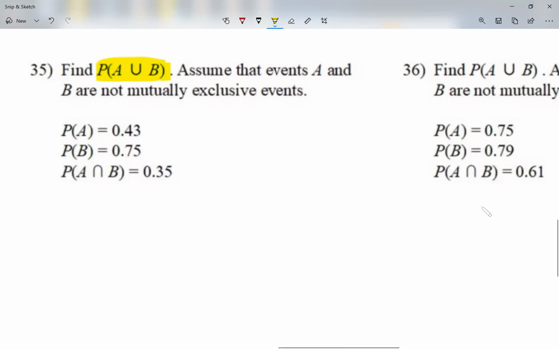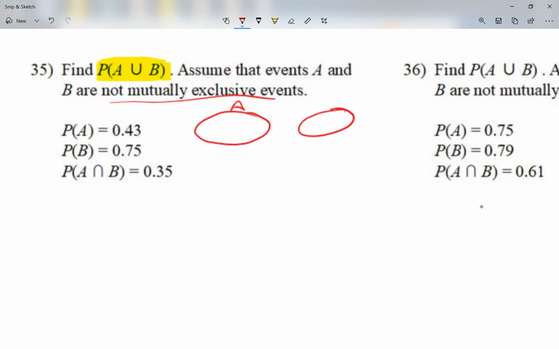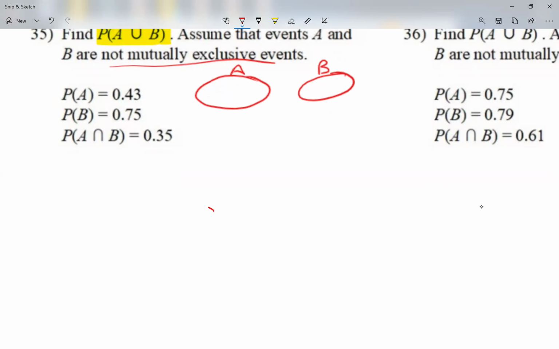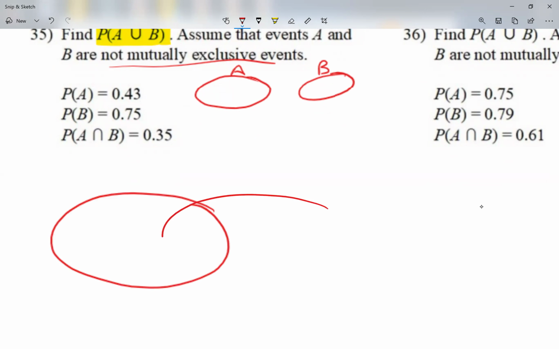Assume that events A and B are not mutually exclusive. Okay. So what does mutually exclusive and not mutually exclusive mean? Mutually exclusive means that my two probabilities, when I do my Venn diagram, A and B do not intersect. They don't share anything. Now, non-mutually exclusive means they do overlap. So let me do my Venn diagram, A and B. They do intersect. That's what not mutually exclusive means.